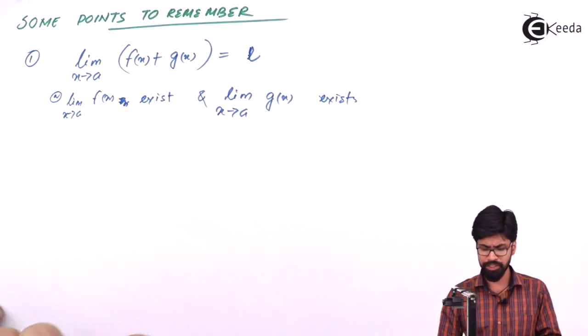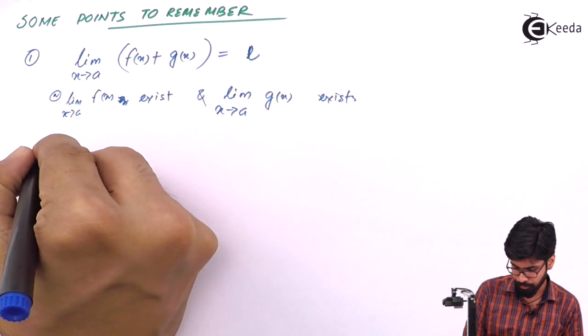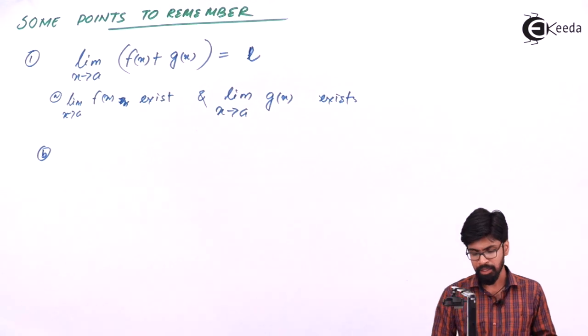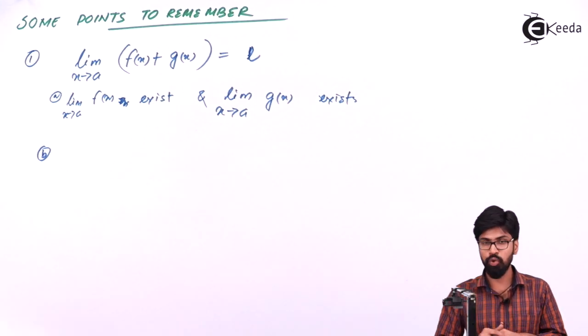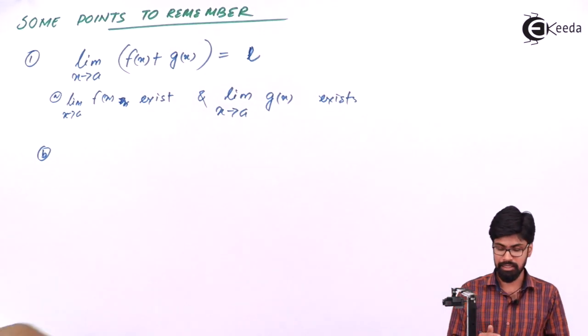There is no need to prove this one. It is very simple and obvious. So let us come to the second point. The second point says कि ऐसा भी हो सकता है कि जब दोनों एग्जिस्ट ना करें तब भी हमारे पास एग्जिस्ट करने का चांस है.